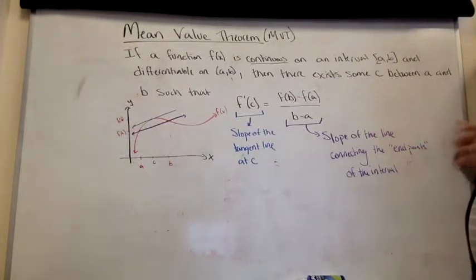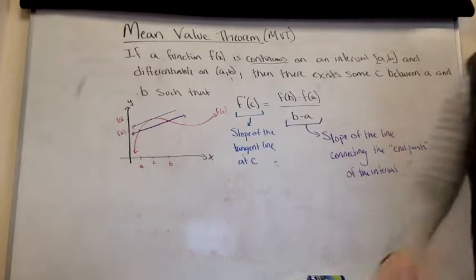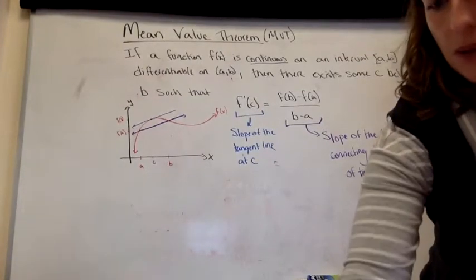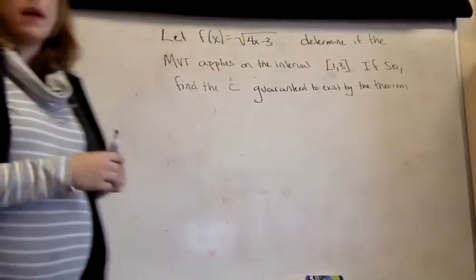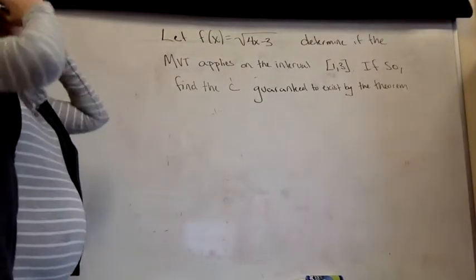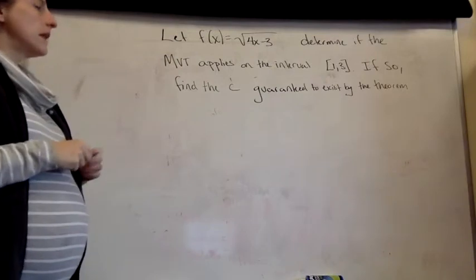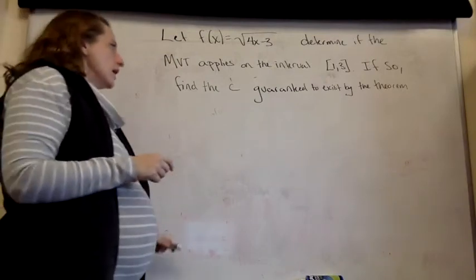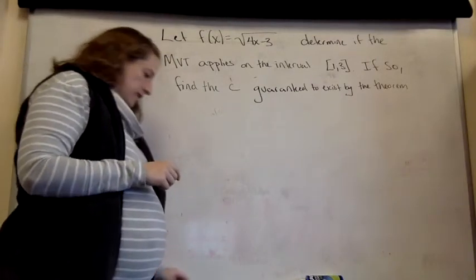Now, the mean value theorem doesn't technically tell us what that c is, but we are often asked to calculate that c, and so we're going to go ahead and practice that. So I'm going to pause the video and put up a new problem, and we'll work it. Okay, so let's work this problem. If our function is the square root of 4x minus 3, determine if the mean value theorem applies on the interval 1 to 3, and if so, find the c guaranteed to exist by the theorem.